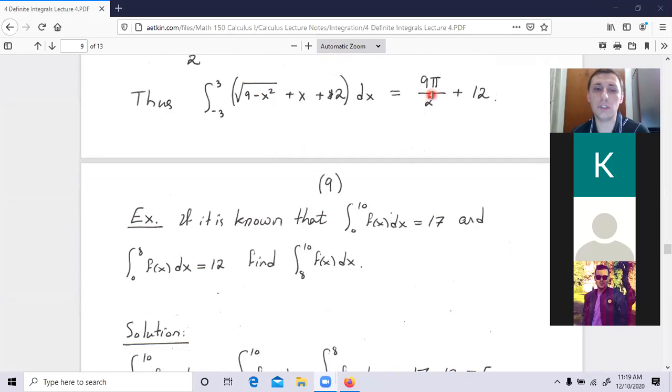Integral from 0 to 10 of f of x is equal to 17. Are you with me? So we don't know the function, but we know that the integral from 0 to 10 of f of x is 17, and the integral from 0 to 8 of f of x is 12. Find the integral from 8 to 10 of f of x dx.